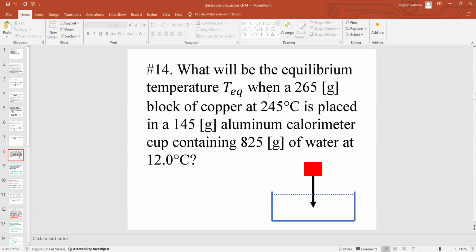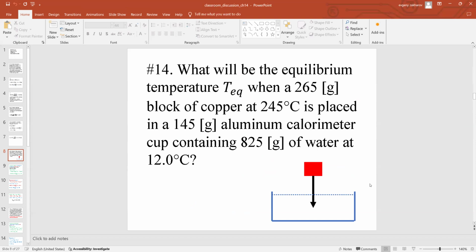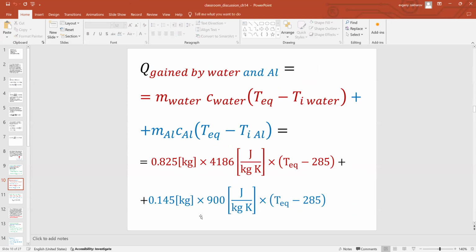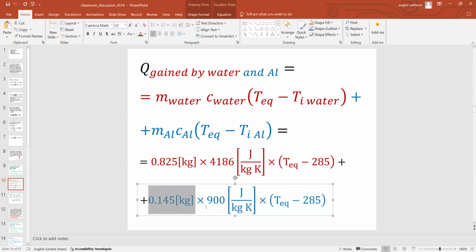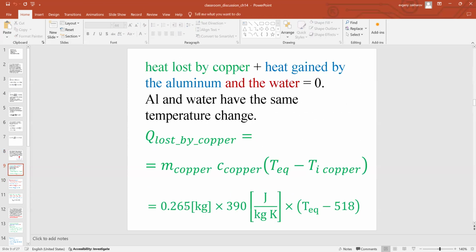And then there is the aluminum calorimeter. The calorimeter is the device that contains water, so you have to consider heating up of that calorimeter as well. For the ideal calorimeter, once again, you don't have to consider any change in temperature, but for real world problems, definitely you have to think about the calorimeter by itself. It has to heat up to a certain amount. How much? Not so much. The mass of the calorimeter is given. It's 145 grams. Convert that into kilograms.